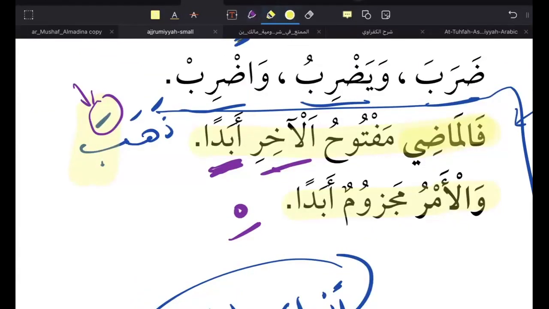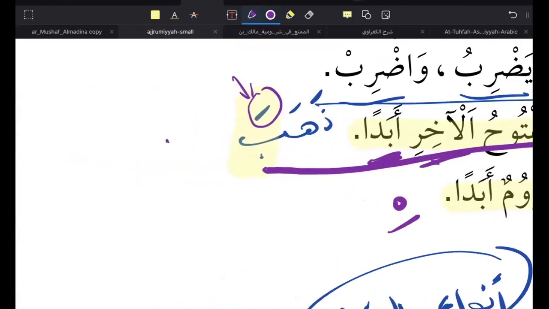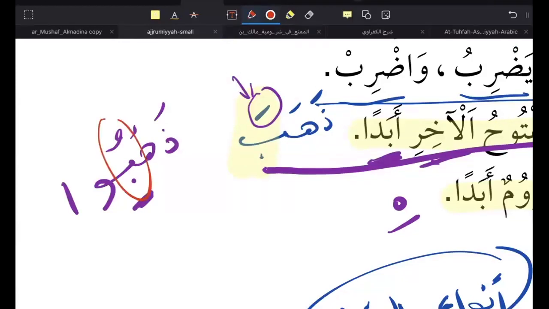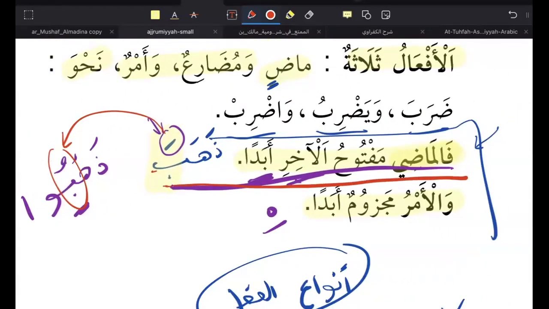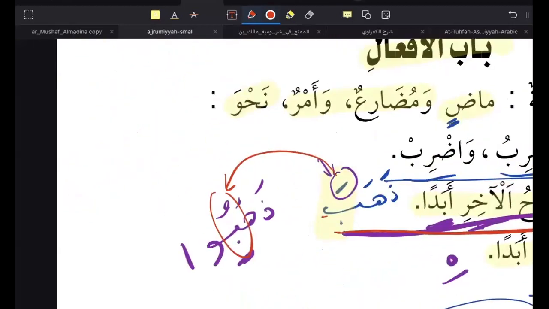One, what the author mentioned, that the past tense is always mabni on fatha, always. But then you might be thinking, wait a minute, what about here? Dhahabu, this one is not in fatha. From dhahaba, from fatha, it became a dhamma. Yes. So we cannot say that it's mabni on fatha all the time, right? So the school that he's following, the way he will answer is by taqdir. He will say this is a taqdir happening here. Why is a taqdir happening? Because taqdir can happen in many different ways. We have already covered taqdir.